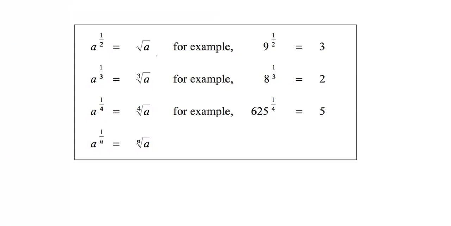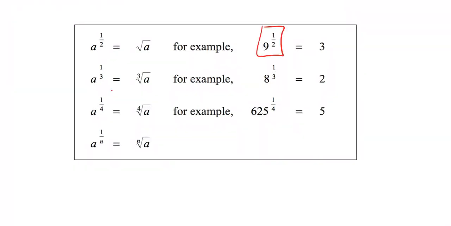Anything to the power of a half is equivalent to a square root. But if I had a number to the power of a third, then that means the cube root, okay? So the number that multiplies by itself three times to make that number. So let's just take a look at these examples here, right?